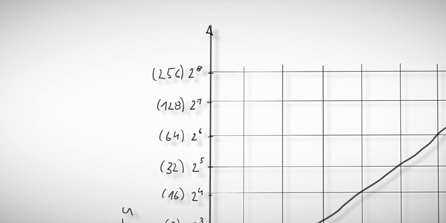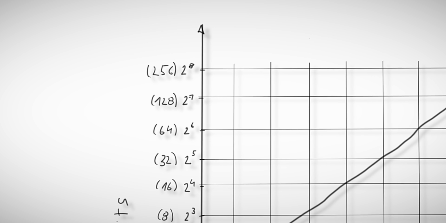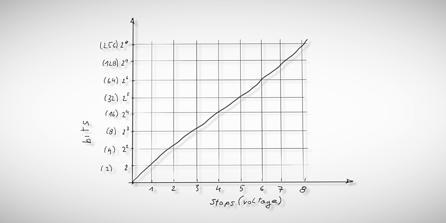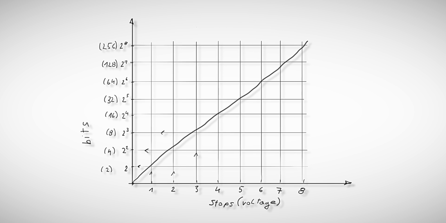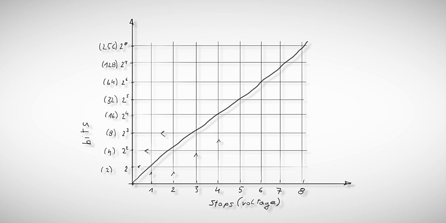So for simplicity's sake, let's say that we're working with 8 bits of data, so that's 2 to the power of 8, or in other words 256 values of data. For every stop you need to double the amount of information. So 2 to the power of 1, 2 to the power of 2, 2 to the power of 3, so 2, 4, 8, 16, 32, 64 and so on.